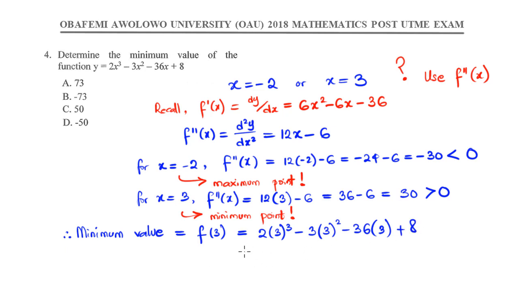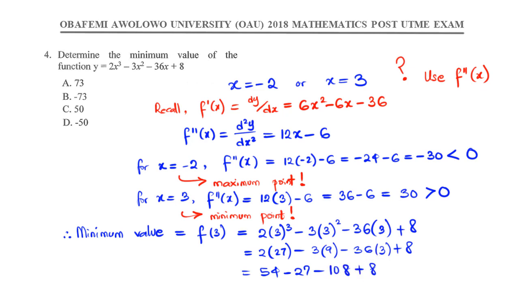So 3 raised to power 3 is 27, times 2, minus 3 raised to power 2, which is 9, then minus 36 multiplied by 3, plus 8. So 27 times 2 is 54, 3 times 9 is 27, 36 times 3 is 108, plus 8. So we need to actually do this operation. 54 minus 27, that's 27. Then 27 minus 108 plus 8 is minus 73.